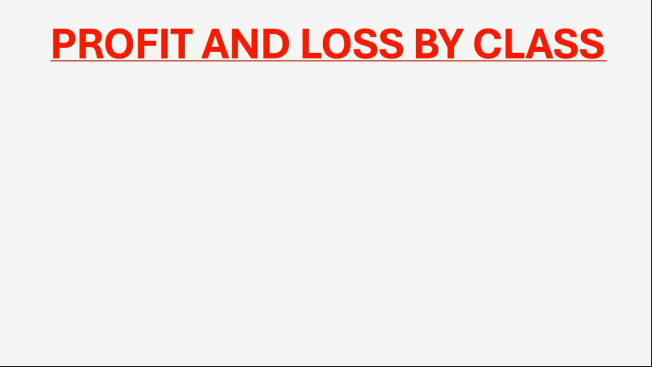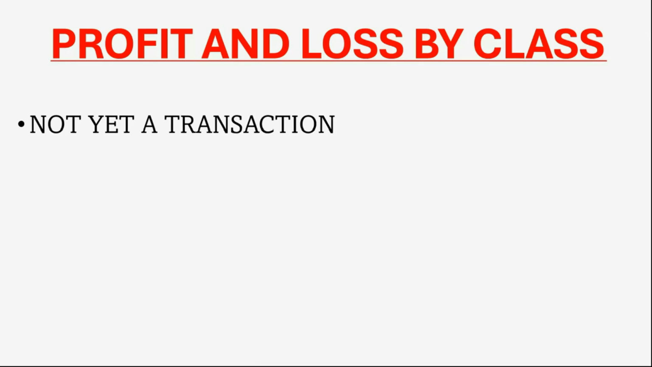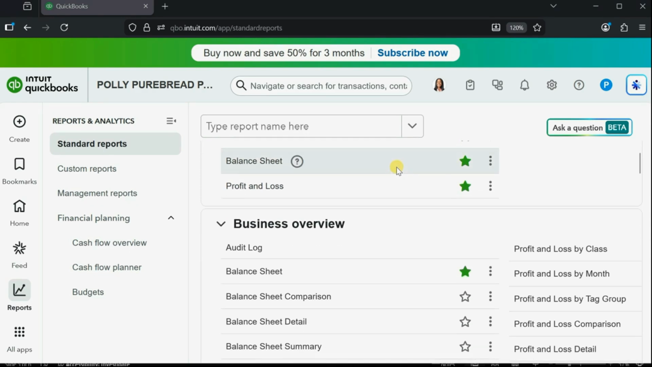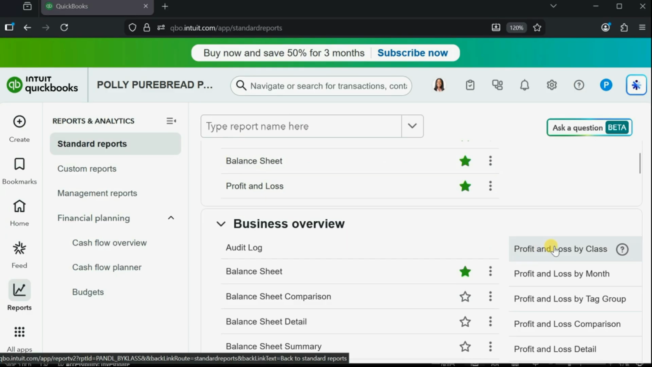hours. Of course, we all remember by now that only recording the time by class is not yet a transaction. But we needed to increase the related payroll expenses in the classes that were designated on the timesheets, but it will only happen when the employees are actually paid. So let's set up the report, profit and loss by class, and see that it has not yet affected this report. And when we scroll down to the business overview section, we get this report, profit and loss by class.